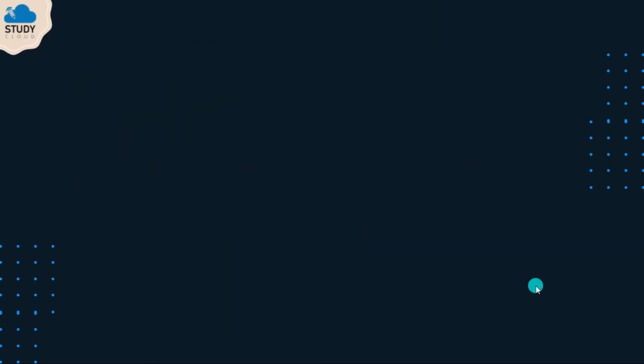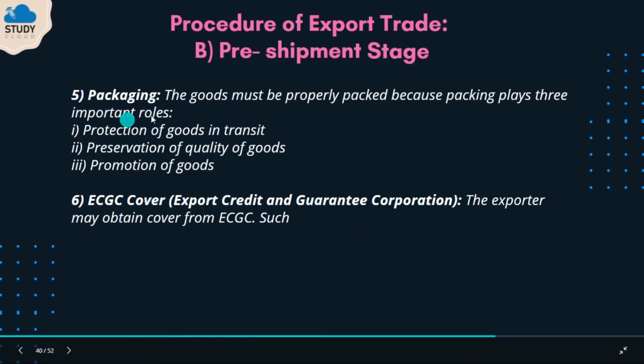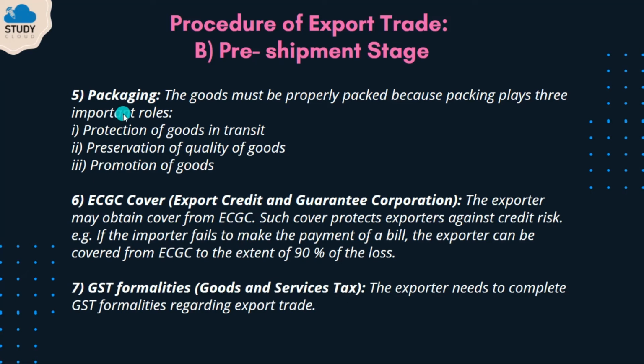Then further, fifth part is packaging. Now the goods must be properly packed because packing plays three important roles. One is protection of goods in transit. Now you are selling goods to different countries, so the travel time will be quite long here. So you require packing in such a way that it protects your goods from any external damage or any internal damage.